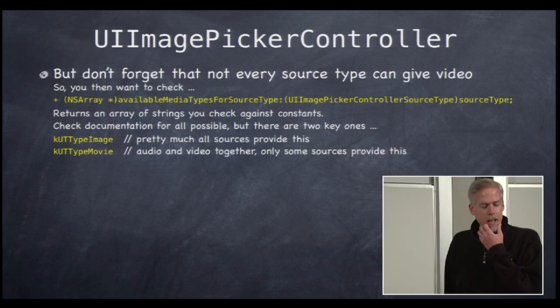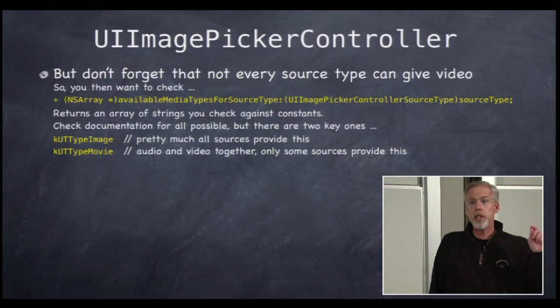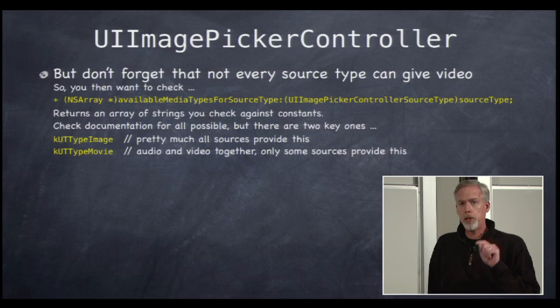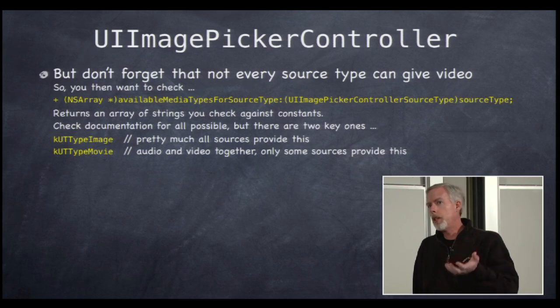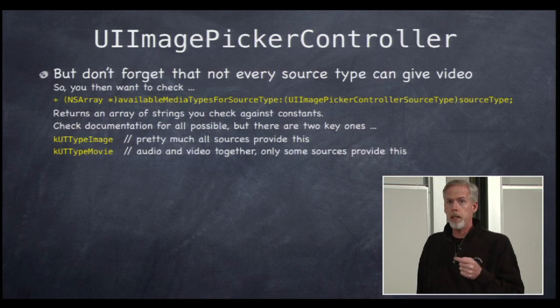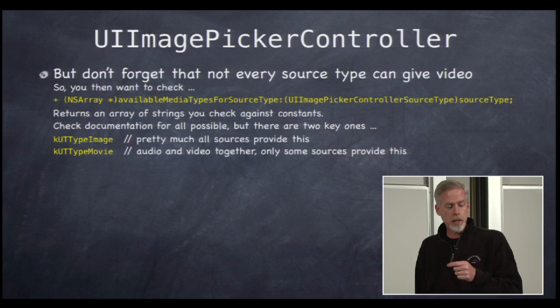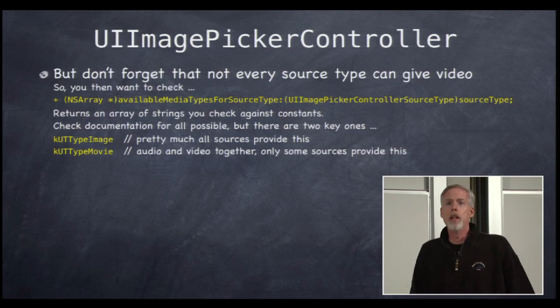Normally you're not actually checking for type image or type movie here. Usually you're either just setting the type to be image because you know you only want static images, or you're willing to deal with images or movies, in which case a lot of times you'll set the media types you want to be the array that comes back from this. In other words, I'll take anything the user can give me and I'll try and deal with it.